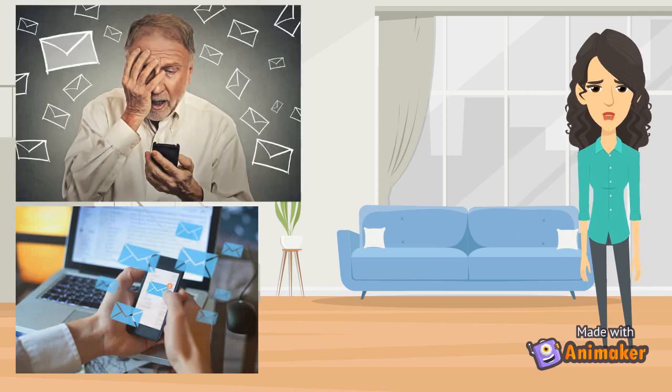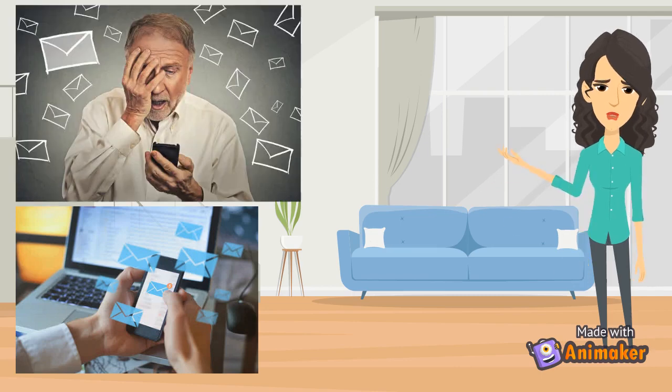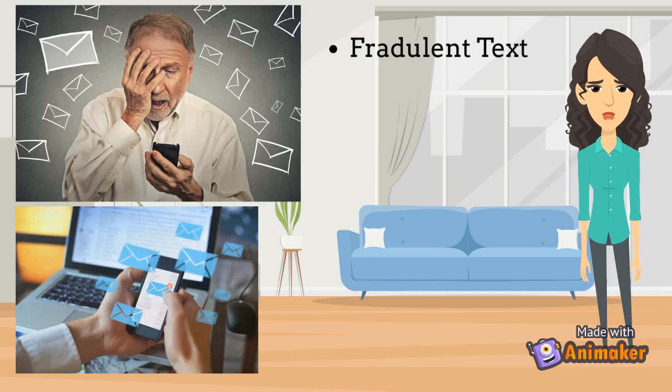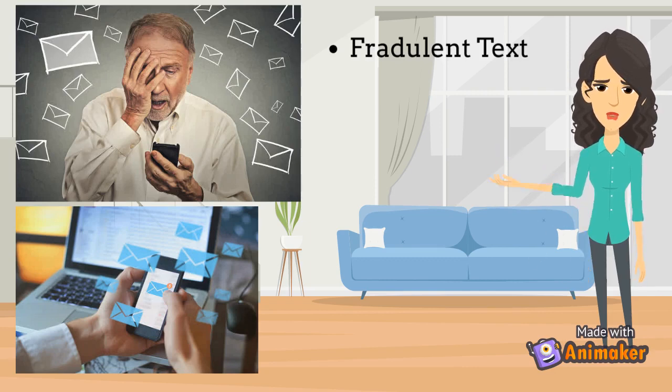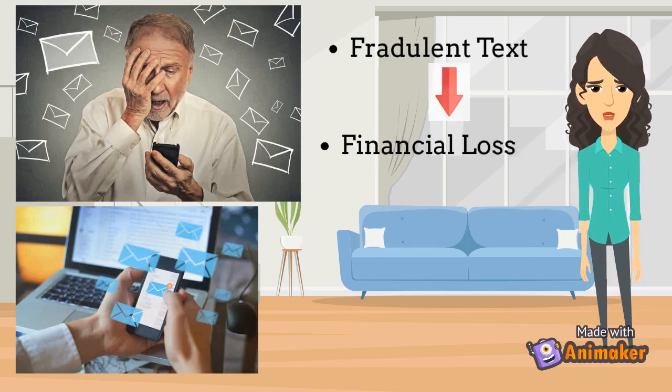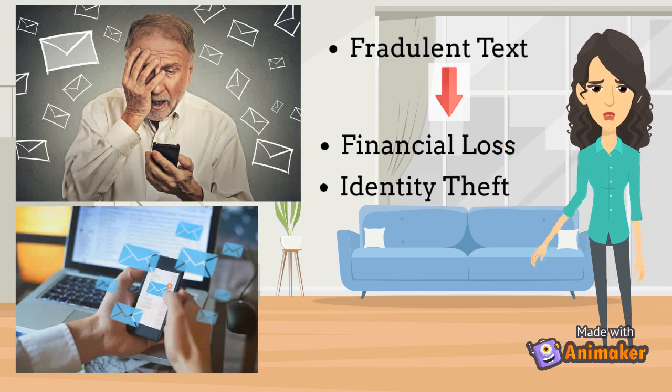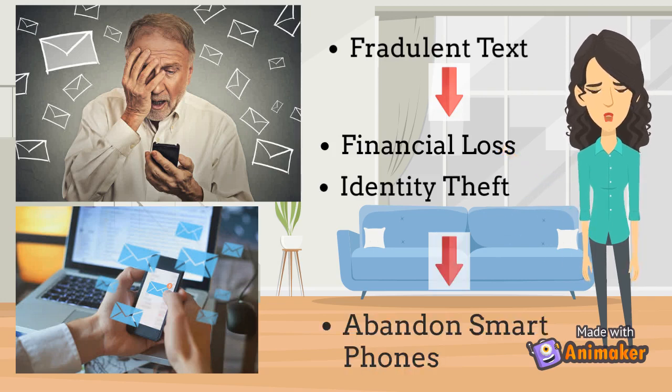Adversaries are targeting elderly who tend to be less tech-savvy by sending them fraudulent text messages or URLs that they unknowingly click. This not only results in financial loss or identity theft but may also cause them to lose confidence and abandon the use of smartphones.